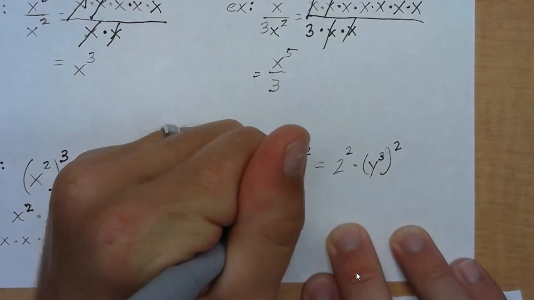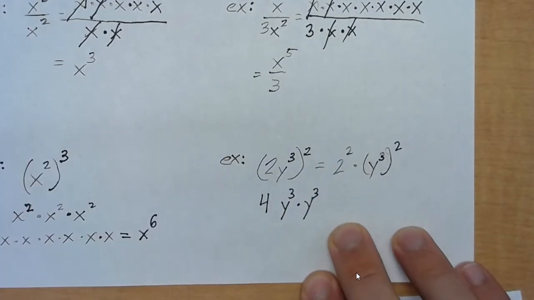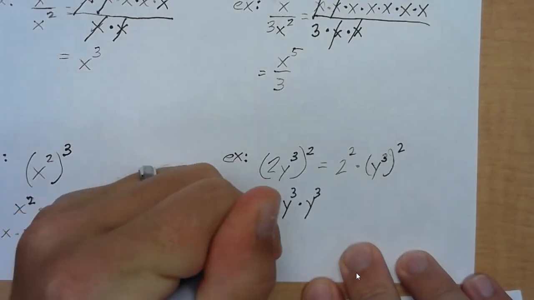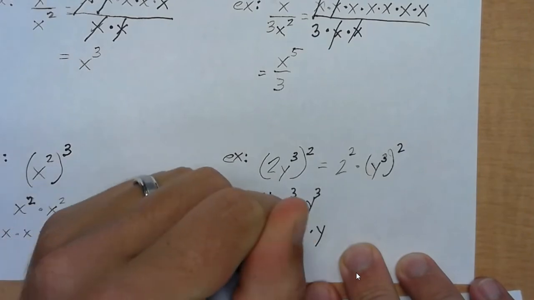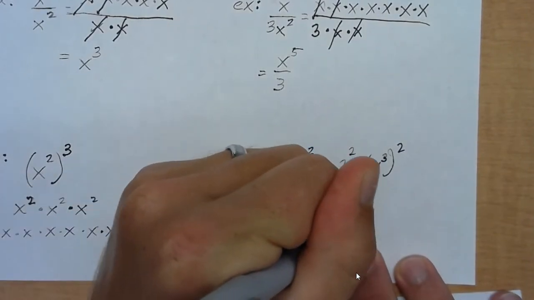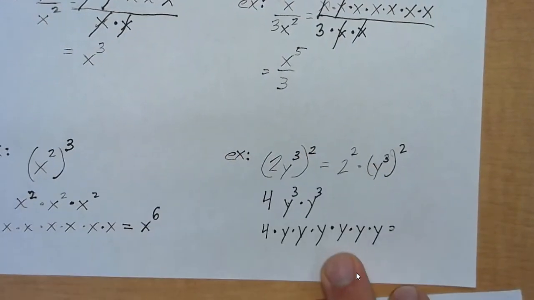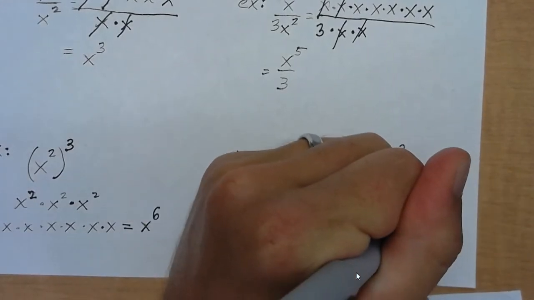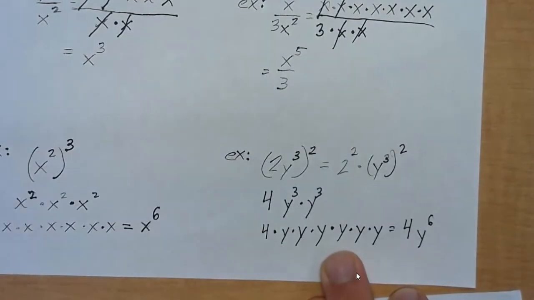That is y cubed times y cubed. And then we have 4 times y times y times y. That's y cubed broken up. And then another y cubed expanded out. You can see that we have a 4 and then 6 y's multiplied by each other. That works out to be 4y to the 6th power. And that's your answer.